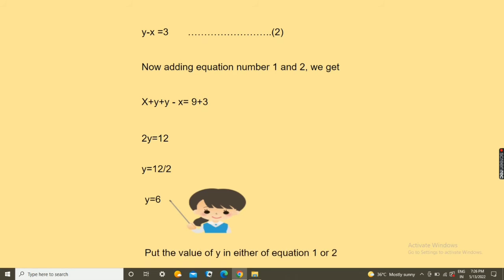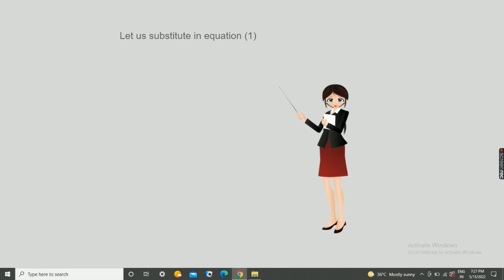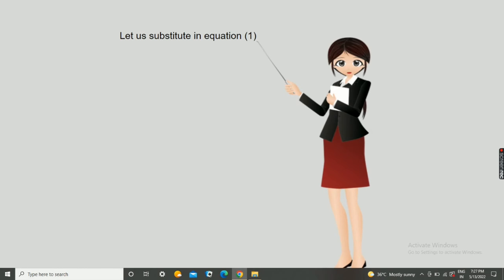Now put the value of y in either of the equations. You can put it in equation number 1 or in equation number 2. Why would we put this value in equation number 1 or 2? Because after putting the value of y, we would find out the value of x. So let us substitute it in equation number 1.